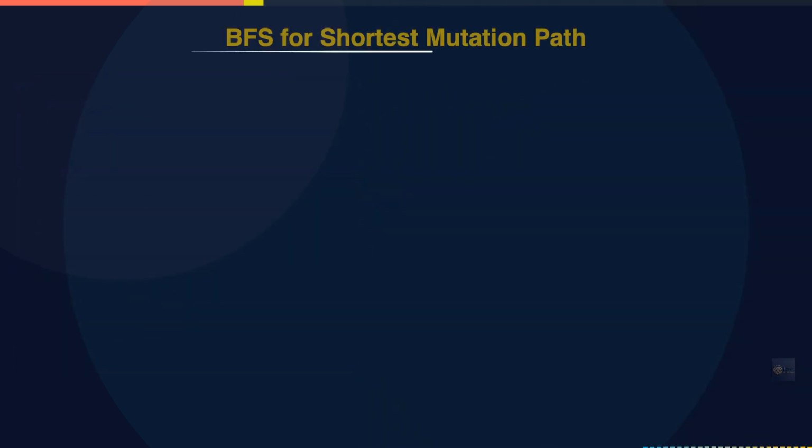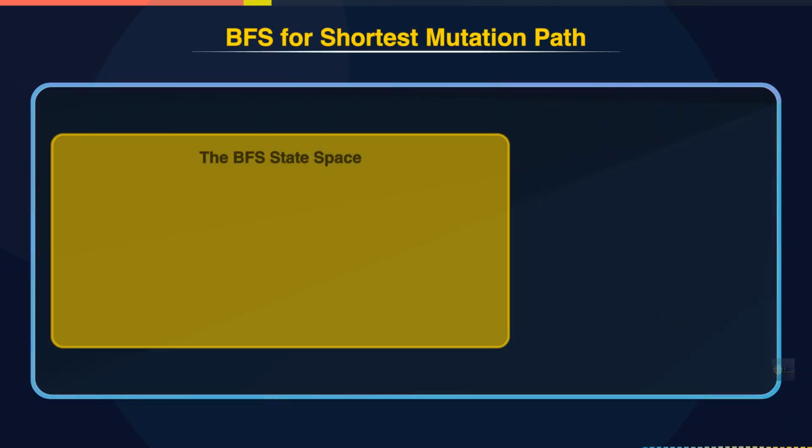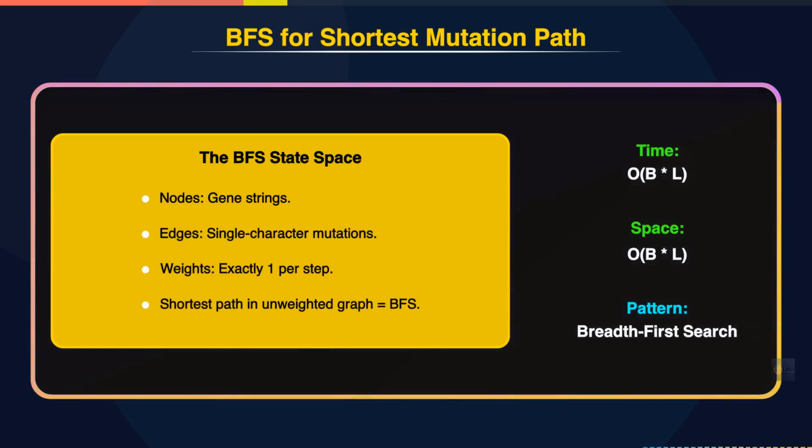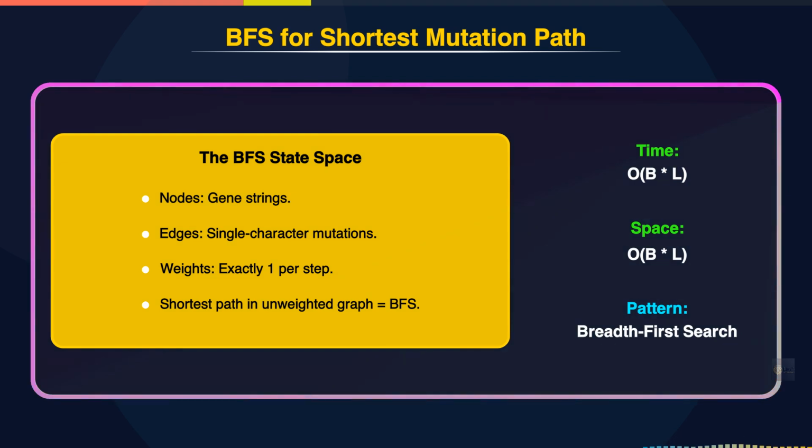To solve this efficiently, we use breadth-first search, or BFS. Since every mutation costs exactly one step, BFS is the perfect tool to find the shortest path. We treat each gene string as a node in a graph, and a single character mutation as an edge connecting two nodes. Let's dive into the dry run.